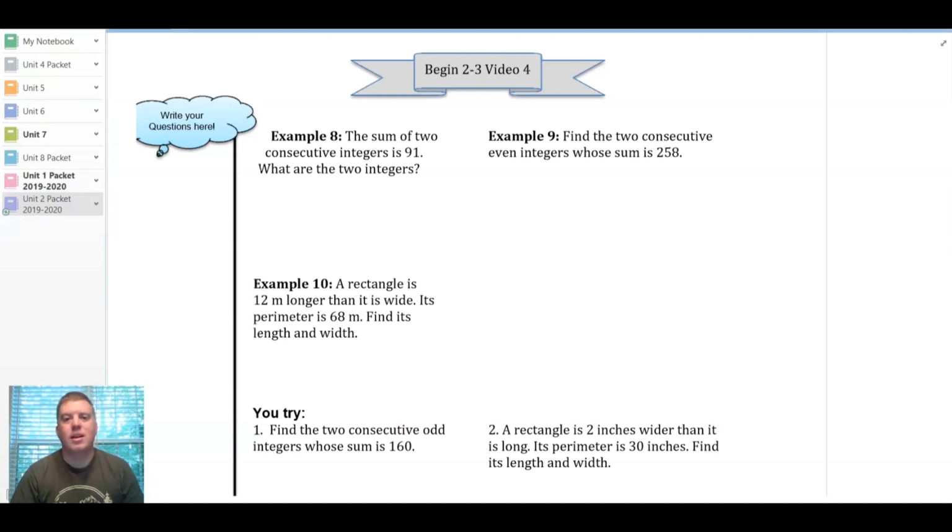In video 4, we're going to look at two main types of problems. The first type of problem is going to be consecutive integer word problems, and the second is going to deal with some geometry problems. So let's go ahead and look at example 8.